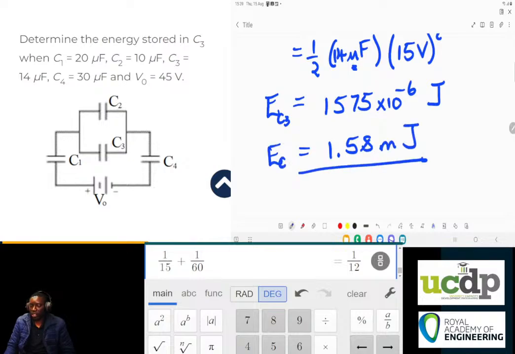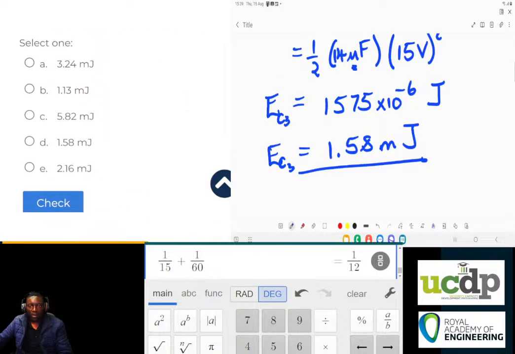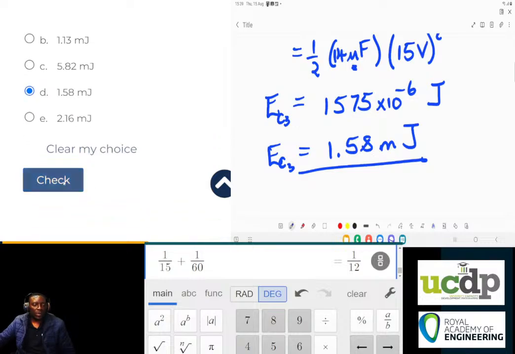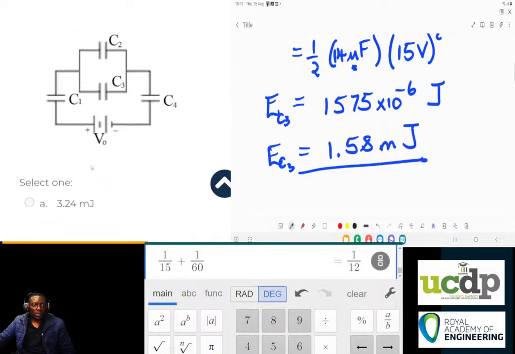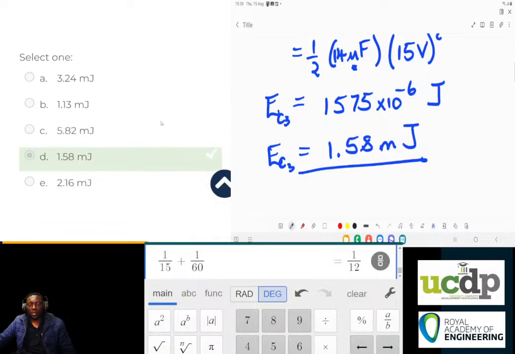Thank you for that calculation. The figures were right. Don't forget the prefixes there, the micro, the milli. You should include them in your calculation. So with that, let's see what answers are there. So 1.58 millijoules, there we are. Okay, like that. So that's how we get to that conclusion.